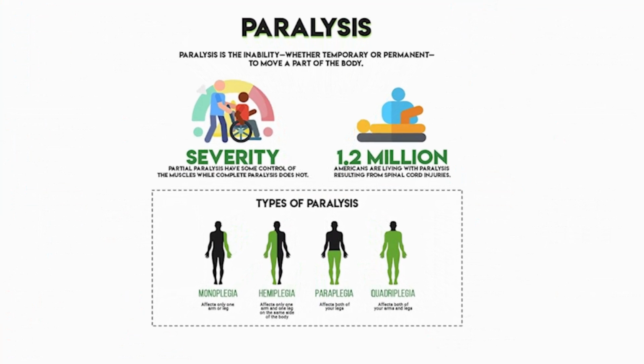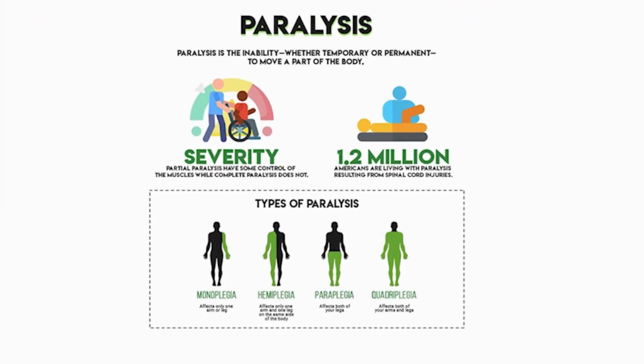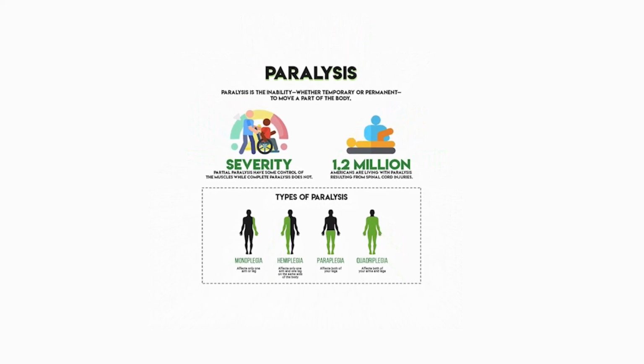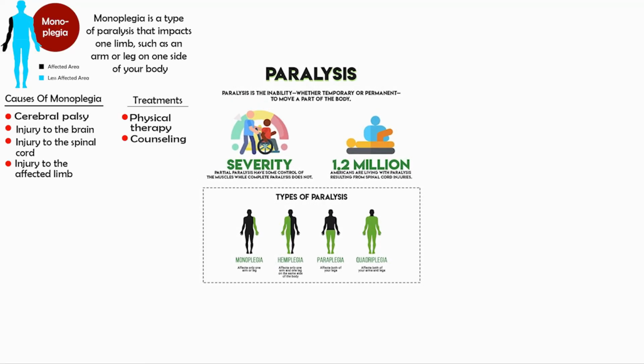Paralysis. Paralysis is the inability, whether temporary or permanent, to move a part of the body. In almost all cases, paralysis is due to nerve damage. The severity of paralysis varies from one person to another. Those with partial paralysis have some control of the muscles, whereas those with complete paralysis do not. There are four main types of paralysis, namely monoplegia, hemiplegia, paraplegia, and quadriplegia.